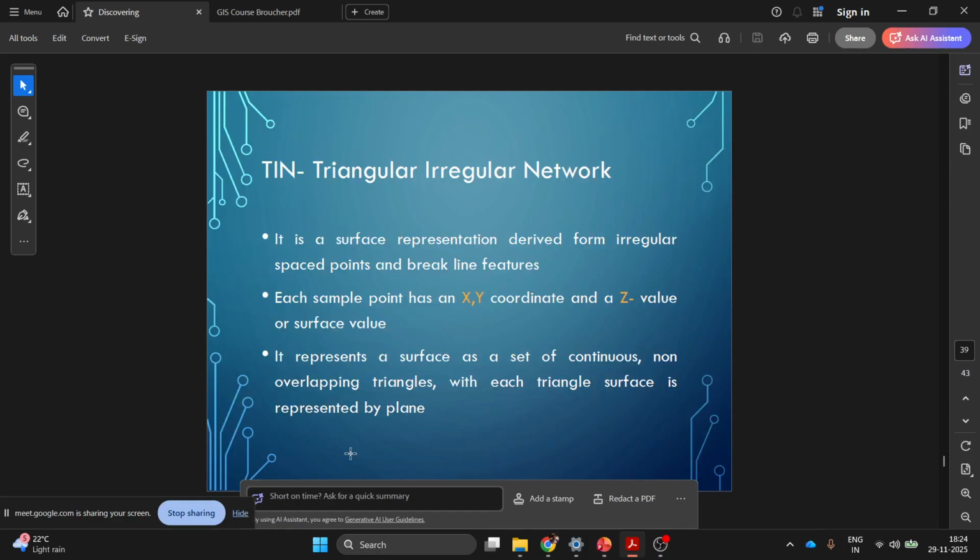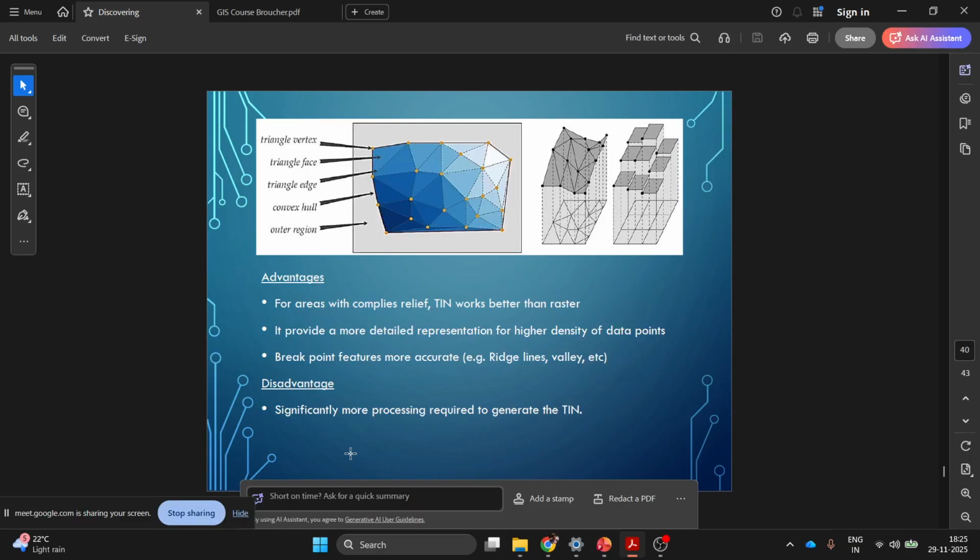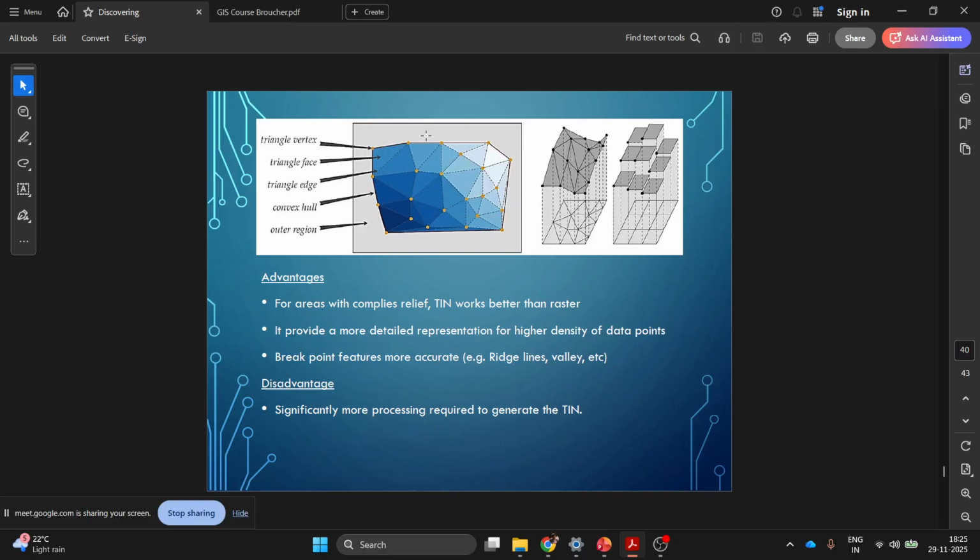So coming to the triangular irregular network, it is a surface representation derived from irregular spaced points and break lines. So in this, what are we trying to do? We are dividing this particular area into triangular irregular networks, and each sample point has x and y coordinates and z values or surface value. The z value represents the elevation. It represents a surface as a set of continuous and non-overlapping triangles, with each triangle surface represented by a plane. Here you can see a typical example of a triangular irregular network. This particular surface is represented as a triangular network.